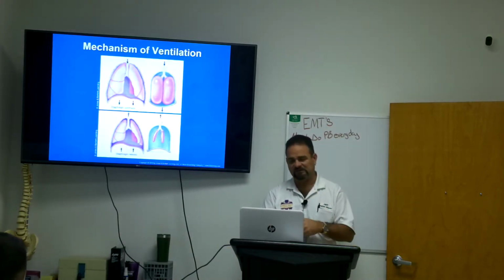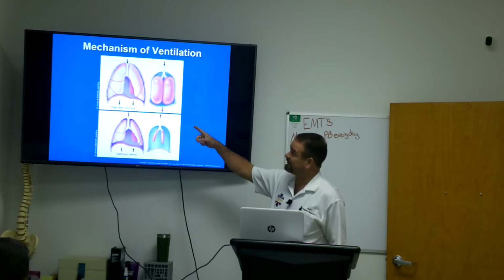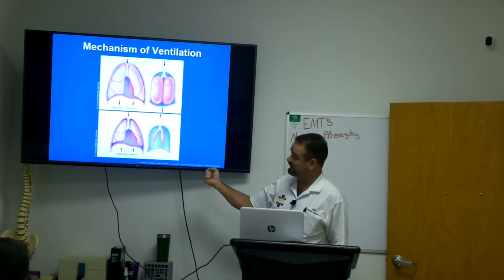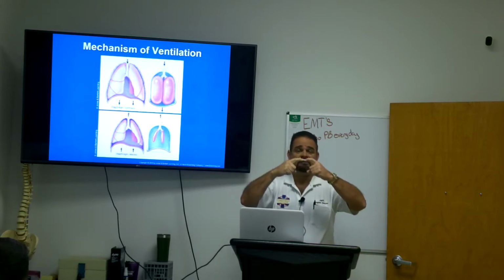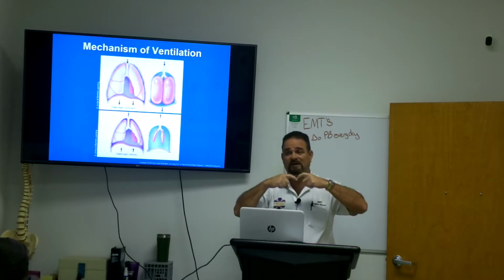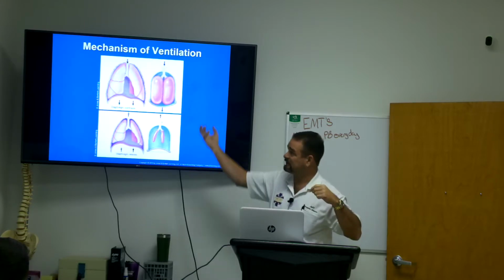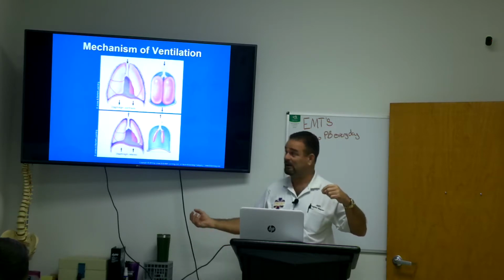Mechanism of ventilation. This is a good diagram. If you look up here on the top left, the diaphragm contracts. This is like a rubber band. The muscles have to be stretched down, they have to be pulled down. Your brain tells it, I want you to contract. It sucks air into your lungs. Your lungs wouldn't normally inflate. This is an active process.